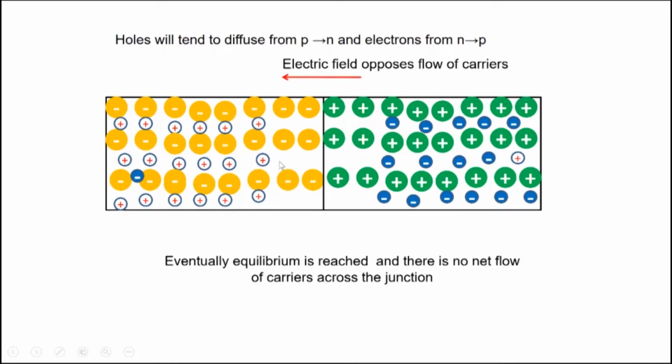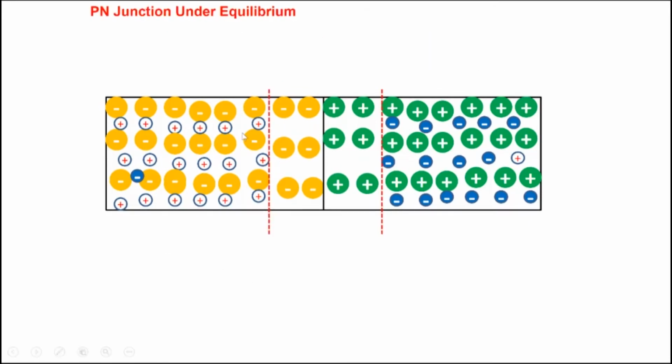So what we end up with, basically in equilibrium, is this region which has lost its electrons and lost its holes. And we call this region the space charge region. The reason for calling it space charge region is very simple. It's a region in space where there are charges, right? There are positively charged donor atoms here, negatively charged acceptor atoms here. We call it space charge region.